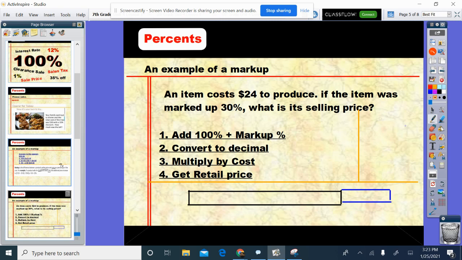So here we have it. These are the steps that I'd like you to make sure that you follow and write down when it comes to learning how to do markups. For example, an item costs $24 to produce. If the item was marked up 30%, what is its selling price? Well, let's follow these steps.